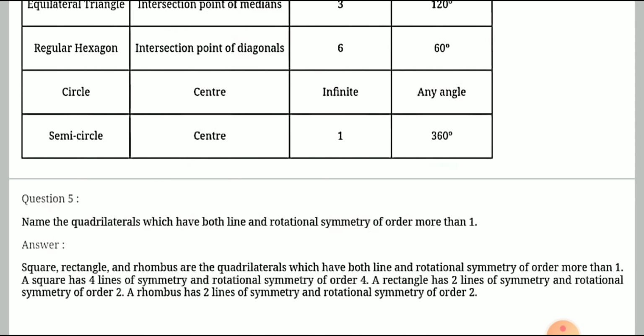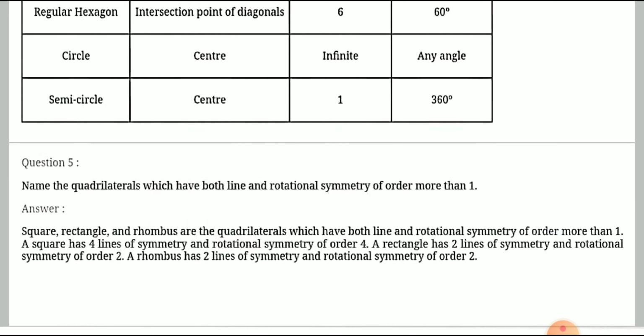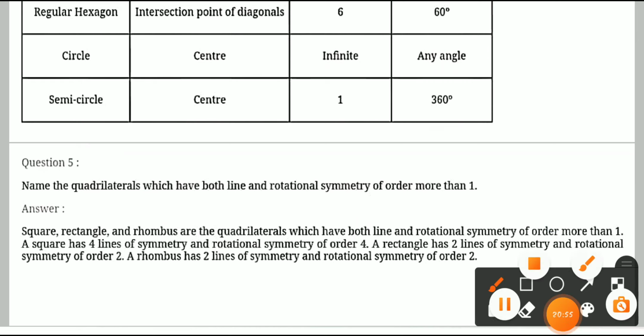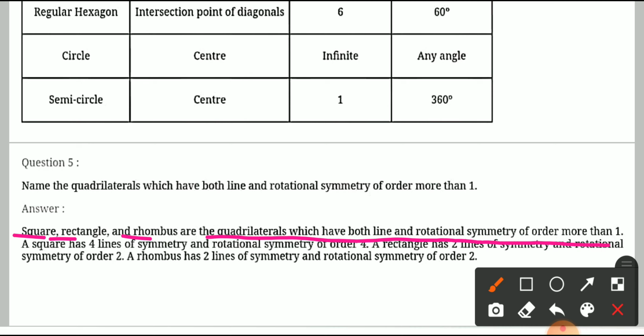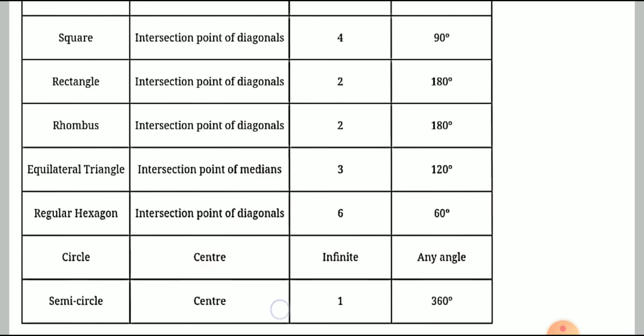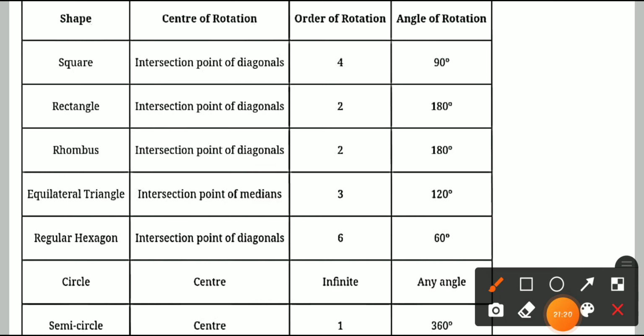Now question number 5. Name the quadrilateral which has both line and rotation symmetry of order more than one. So such quadrilaterals are square, rectangle, rhombus. They are the quadrilaterals which have both line symmetry and rotation symmetry of order more than one. If we talk about the square, above you have seen a square has 4 lines of symmetry, a rectangle has 2 lines of symmetry, and a rhombus has 2 lines of symmetry. Okay, see here we have a square, rectangle and rhombus. They are 3 quadrilaterals.